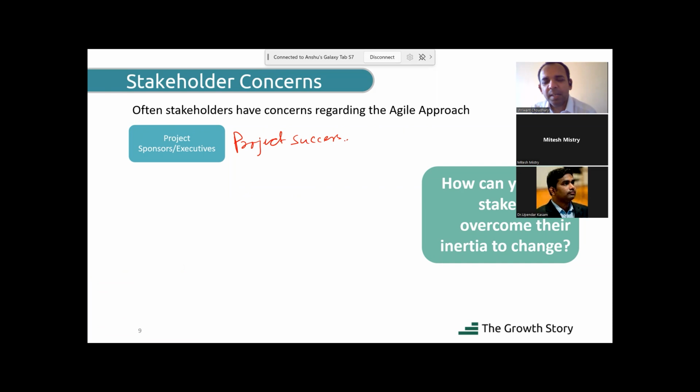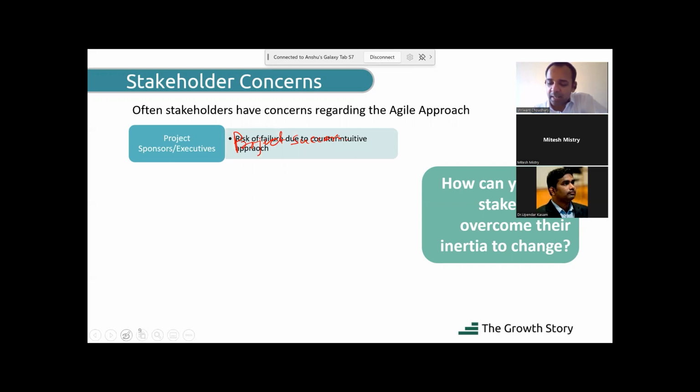Now, in the traditional project, you are giving them the plan. Okay, this is the plan. If they are convinced by the plan, they at least have some idea of how and why the project would be successful, because they have a plan. But in an agile project, you do not give anything. You simply say, let's start. Right. So this is a concern of project executives or sponsors, which you need to manage throughout the project.